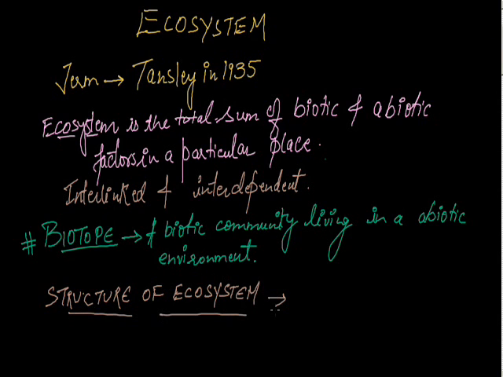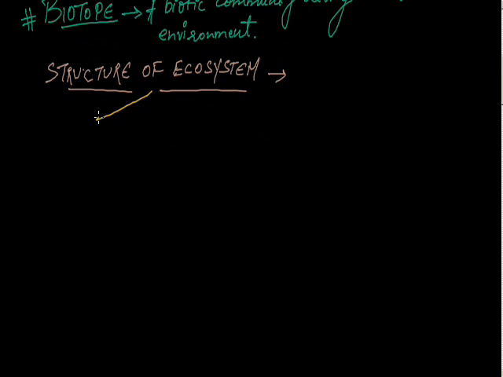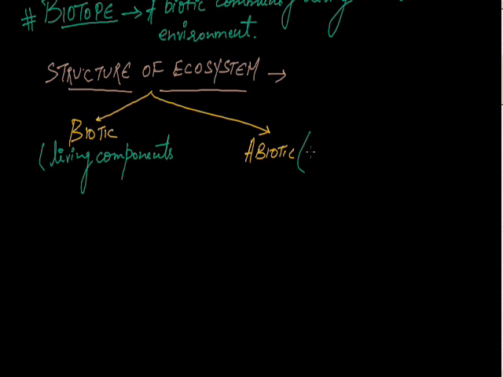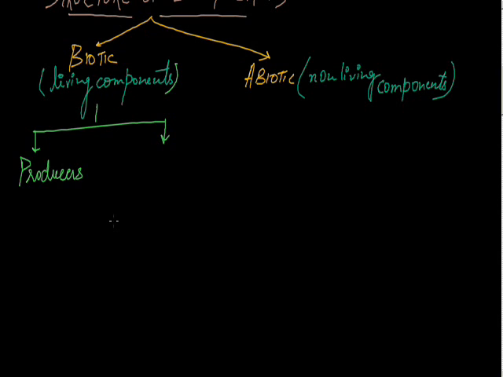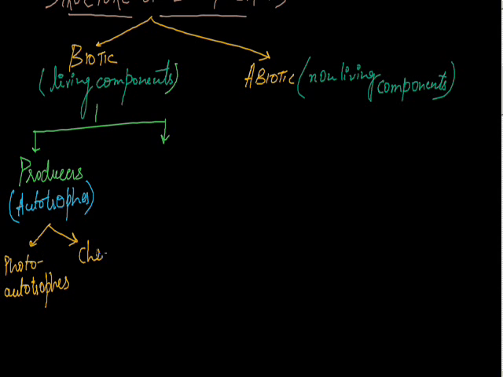Structure of ecosystem mainly comprises two components which we have studied, the biotic component and abiotic component. As we all know, the biotic component comprises living components and abiotic comprises non-living components. The living component, here we are going to study producers. Producers are ultimately plants, the autotrophs which synthesize their food themselves. Producers or the autotrophs can be photoautotroph or chemoautotroph.